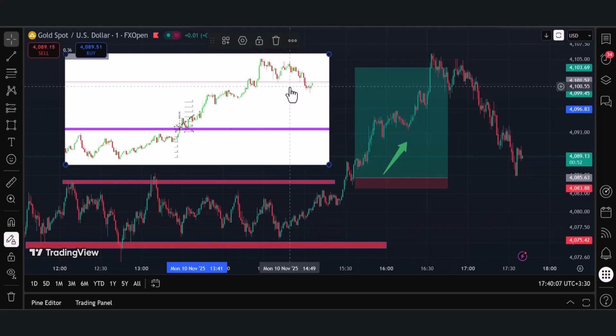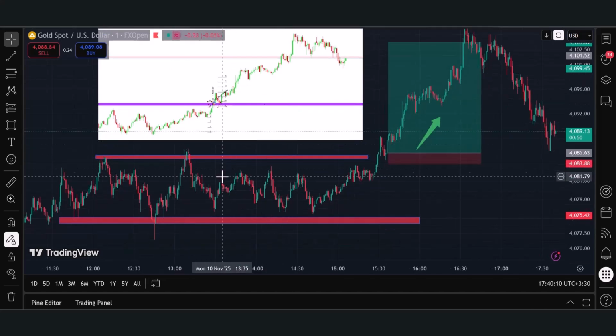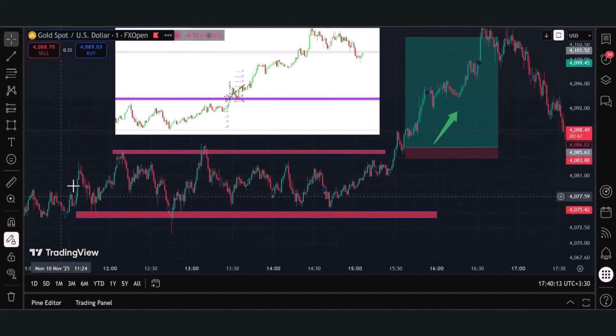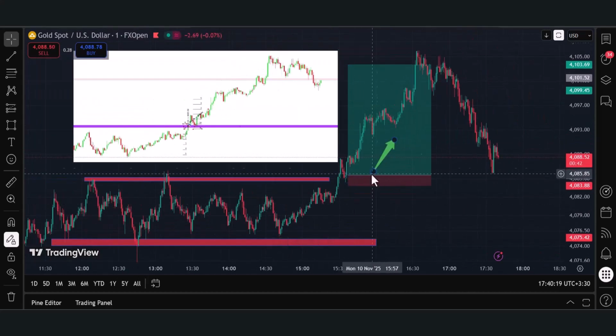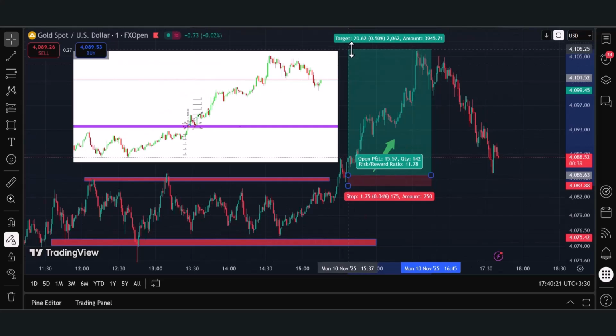We'll walk you through step by step, explaining what these zones look like, what you need to do to make your zones more precise, and how you can trade based on them to get such attractive rewards or such a great risk to reward ratio from the market.